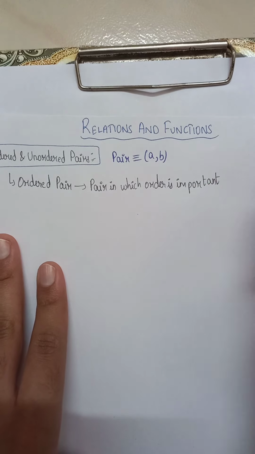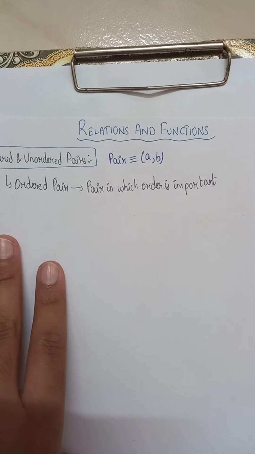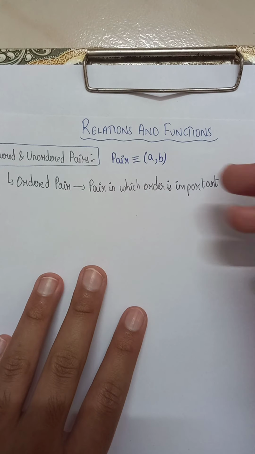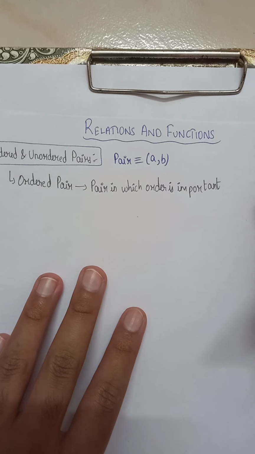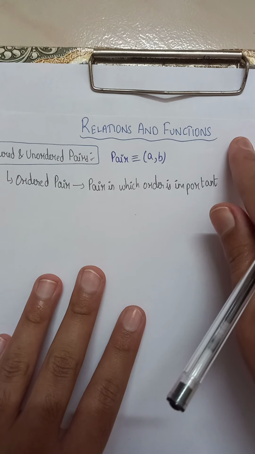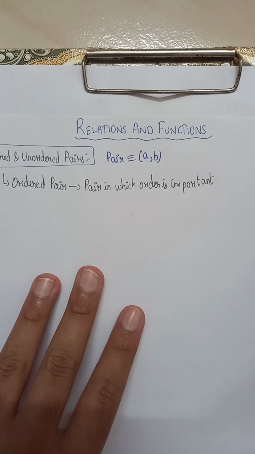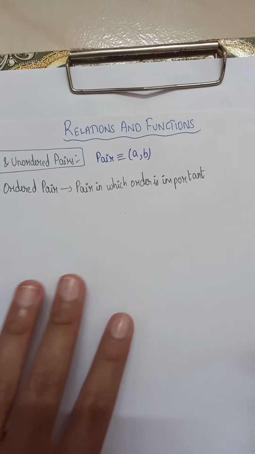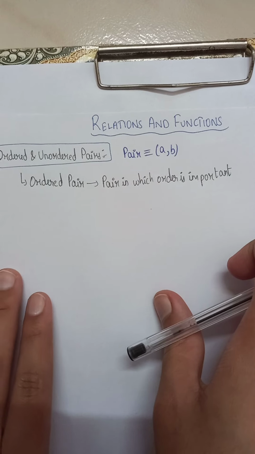Till now in set theory, we were studying unordered pairs, where the order of the pairs doesn't matter. If you write A comma B or B comma A, it represents the same pair. But here in an ordered pair, A comma B and B comma A are two different elements, two different pairs. So an ordered pair means a pair in which order is important.